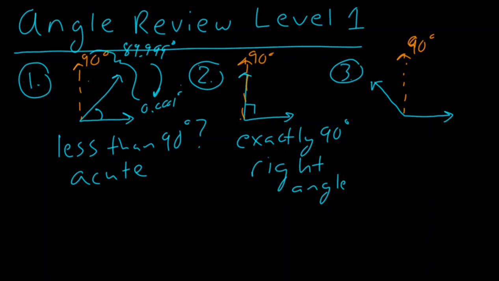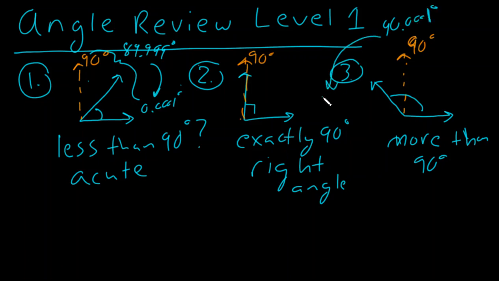Okay, but what about when it's more than 90 degrees? Like right here, we've gone all the way over. This is like 90.0001 degrees all the way down to something like 179.9999 degrees, right before we hit a straight angle. Well, of course, that's going to be called obtuse.